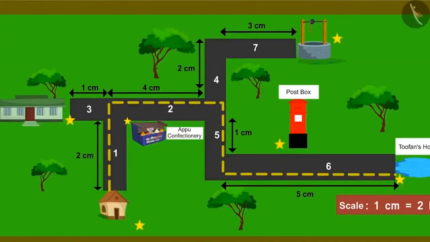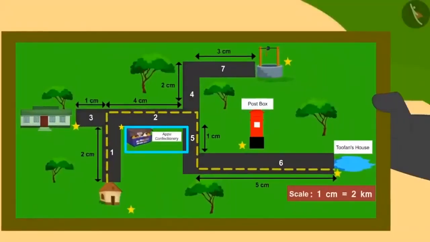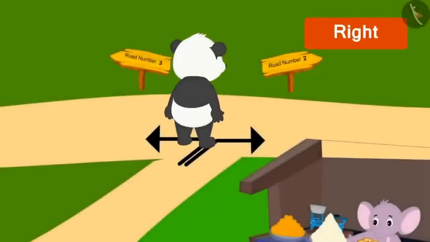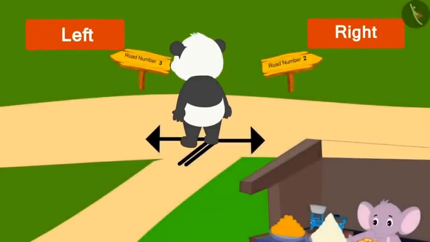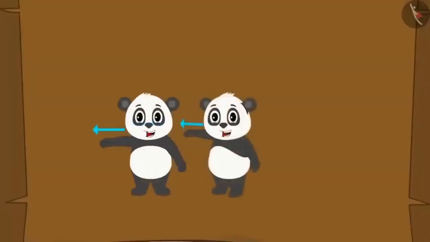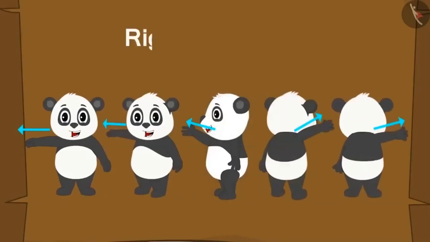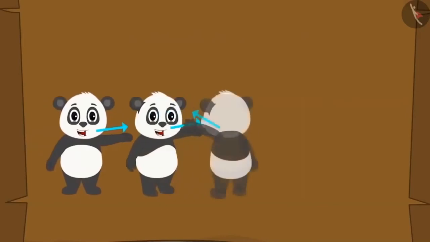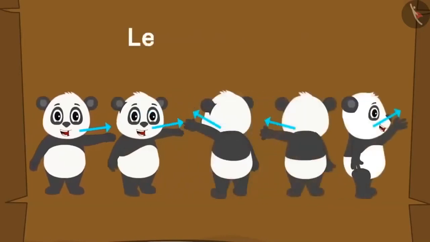So where did Golu make a mistake this time? Golu was to go right on road number 2 from Appu's confectionery. But he took a left turn from Appu's shop, which was road number 3. Kids, do you know how to identify right and left directions? The direction that comes to your right hand side is called right hand side, and the direction that comes towards your left hand, we call it left hand side.